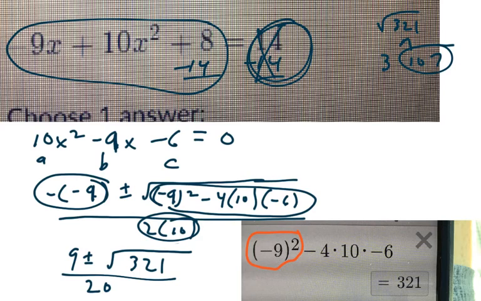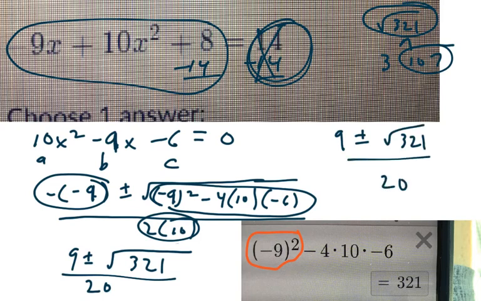And because of that, the only other possible number may be 7. Try to divide by 7. It does not work because 107 is prime. So therefore, I can't simplify the square root of 321. My final answer is 9 plus or minus square root 321 over 20.